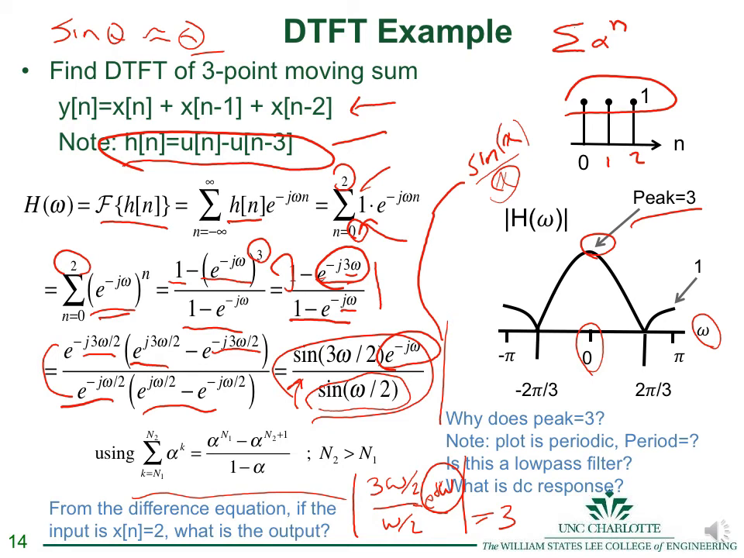The other thing to notice is the function will go through zeros more quickly on the numerator since it's a higher frequency in the numerator. The sine function in the numerator goes through 0 where the whole argument equals pi. That would occur where 3 omega over 2 equals pi, so omega equals 2 pi over 3. And so at omega equals 2 pi over 3, the value of the function should be 0.